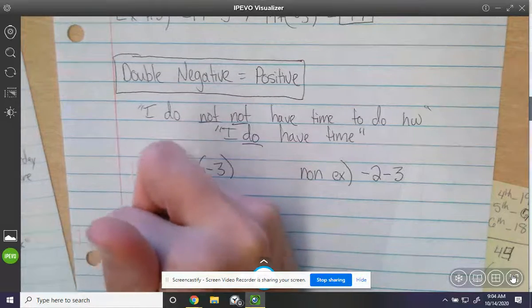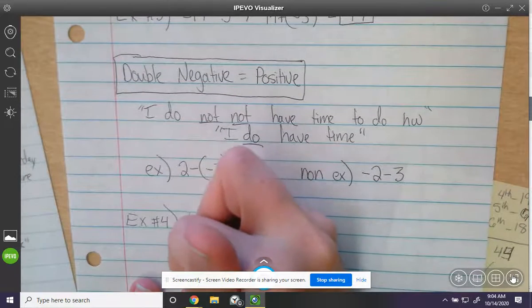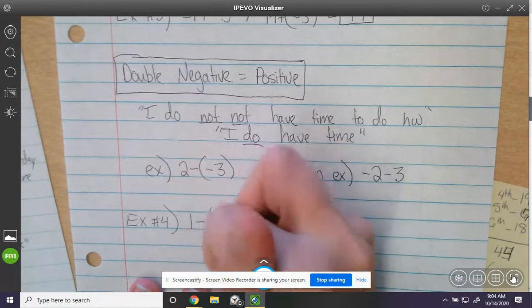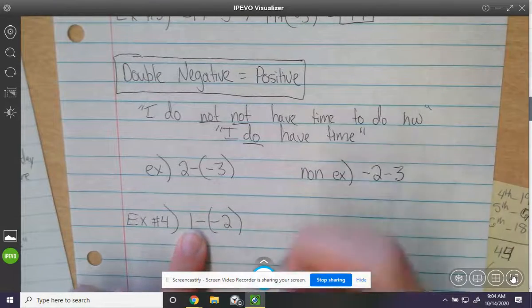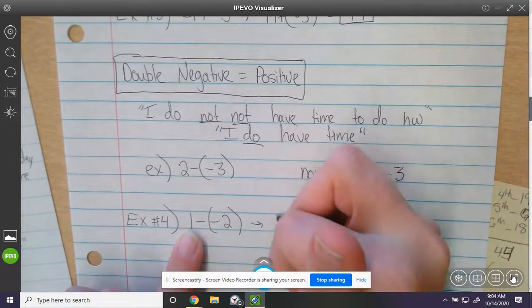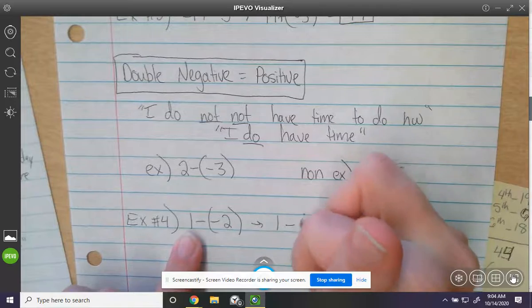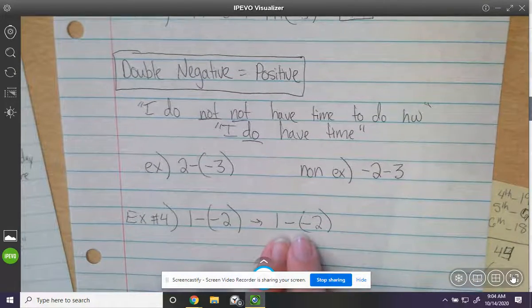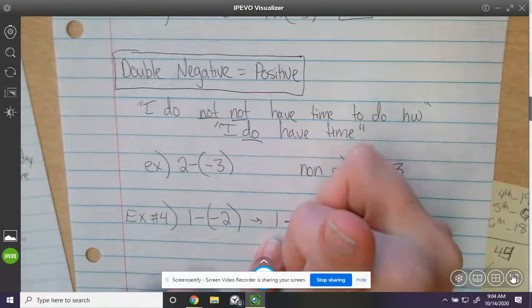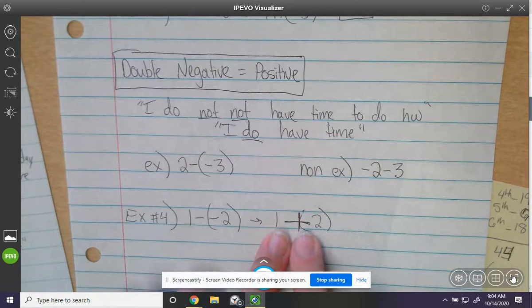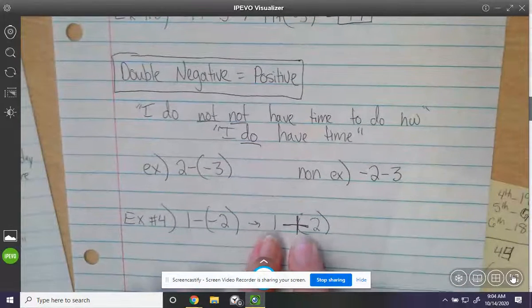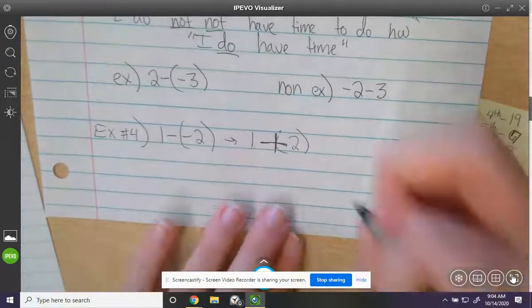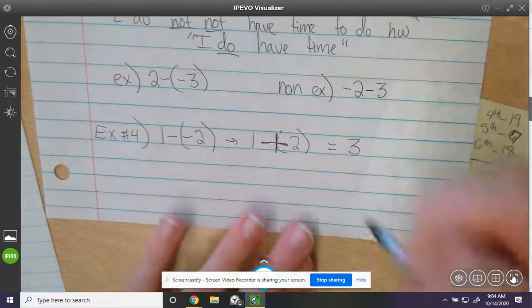So example number 4, we got 1 minus a negative 2. Double negative. So whenever I do this, here is what I really do to the problem. I just see a double negative and I automatically turn it positive. I take both of those minus signs and just turn it positive. So now my problem is just 1 plus 2, which is 3.